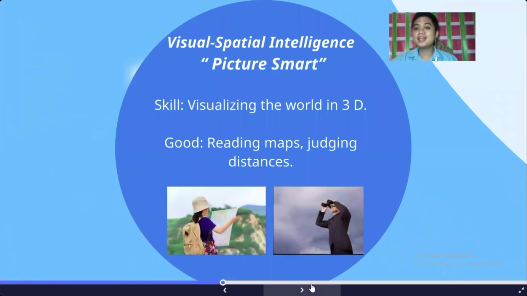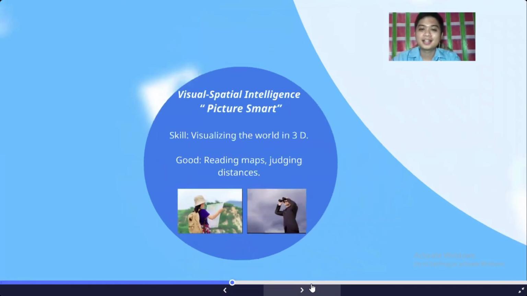The fourth one is the visual spatial intelligence, or the picture smart. They're very good at visualizing things. These individuals are often good at directions, as well as maps, charts, videos, and pictures. They visualize the world in 3D. They read maps and they judge distances.